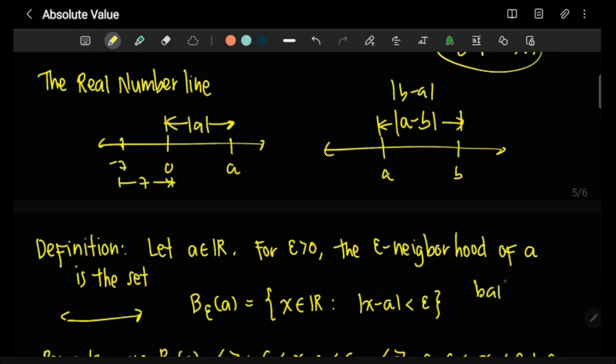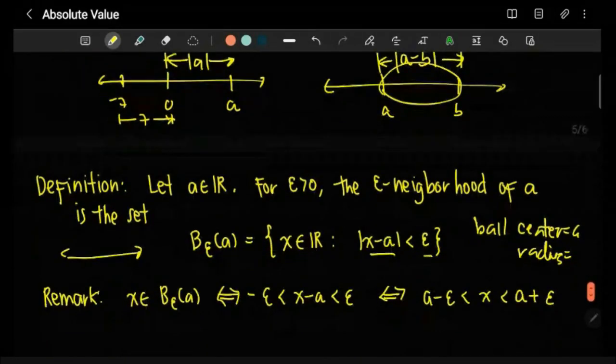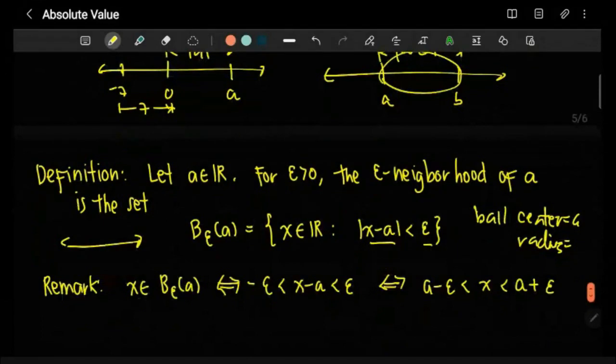So the ball with center A and radius epsilon is defined by the set of all x in the real numbers such that the absolute value of x minus a is less than epsilon. Again, what do we mean by the absolute value? That's the distance between a and b. So what we're trying to say is we collect all x such that the distance from a is less than epsilon.